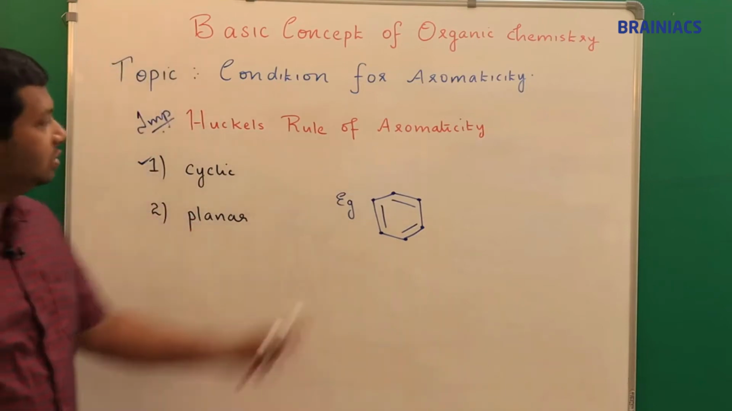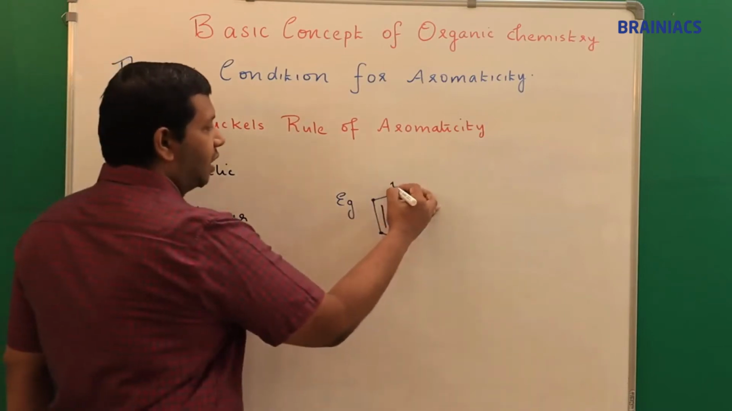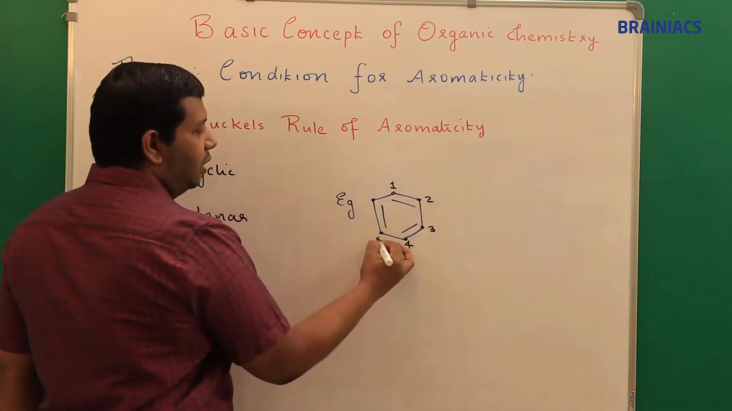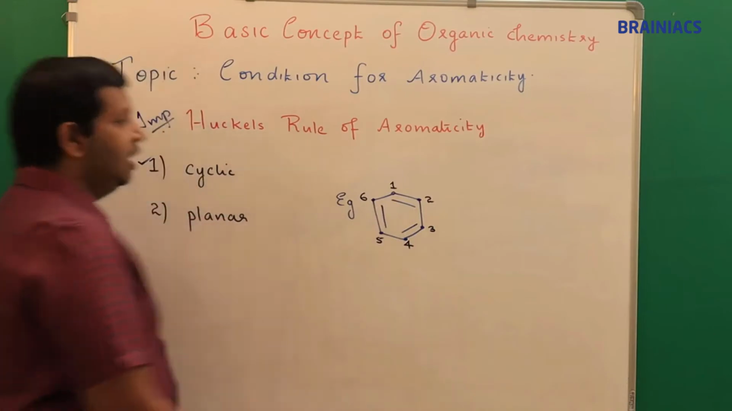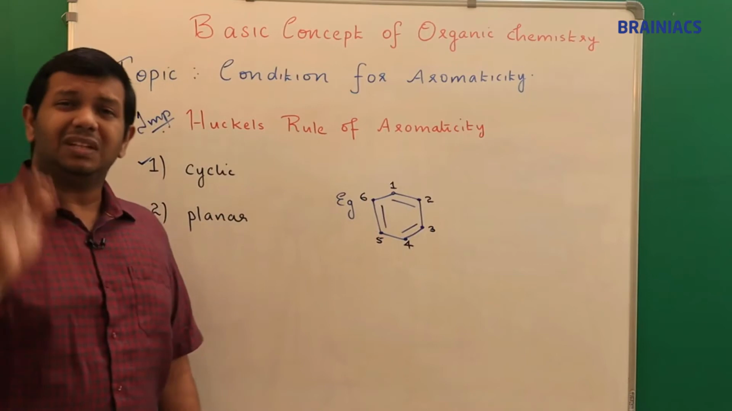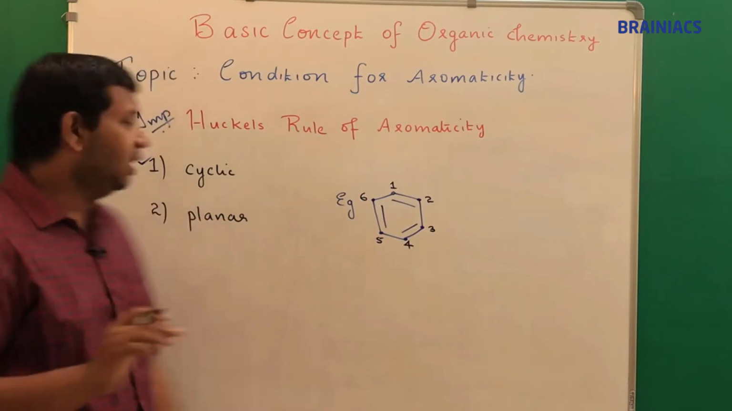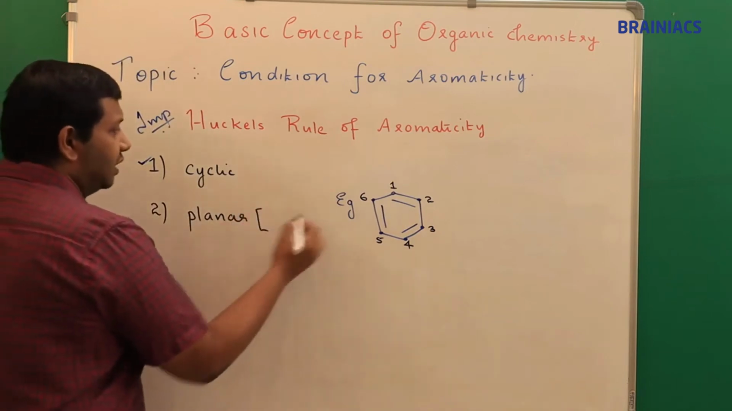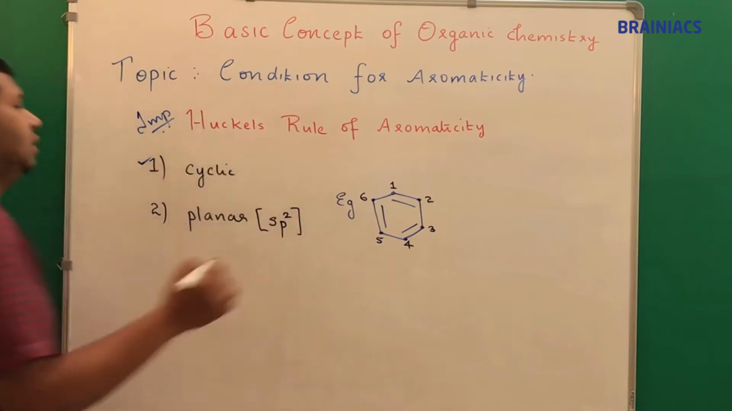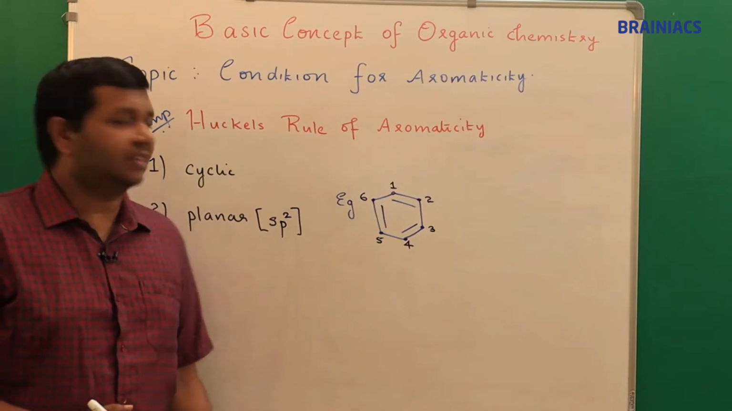How will you check that? For that we need to check the hybridization of all these carbon atoms. For example, if I mark this as carbon number 1, 2, 3, 4, 5 and 6, I need to check that all the 6 carbon atoms have the same hybridization. What is the hybridization which confirms the planarity? We need to check whether the carbon atoms are sp2 hybridized.